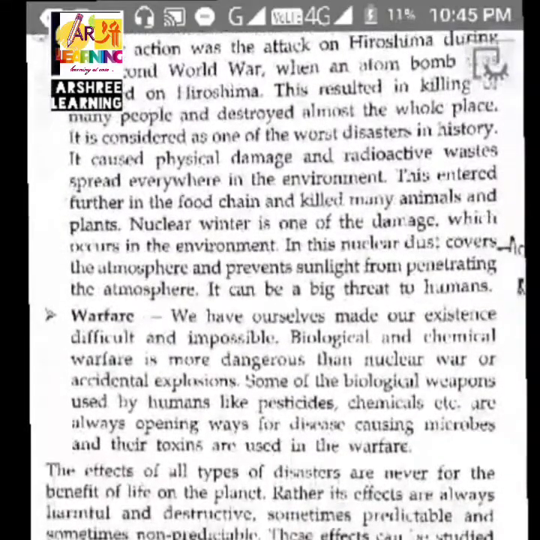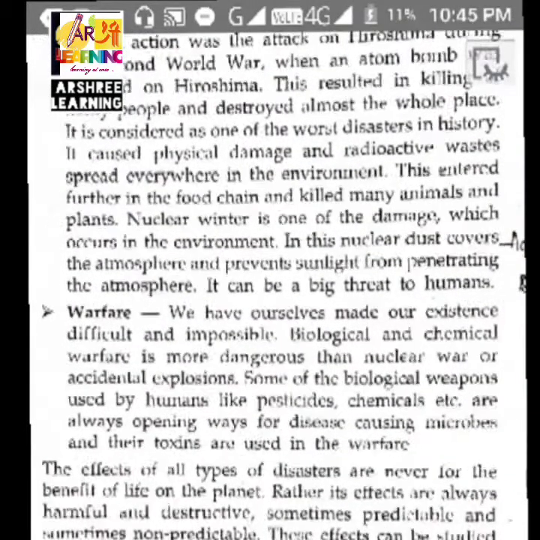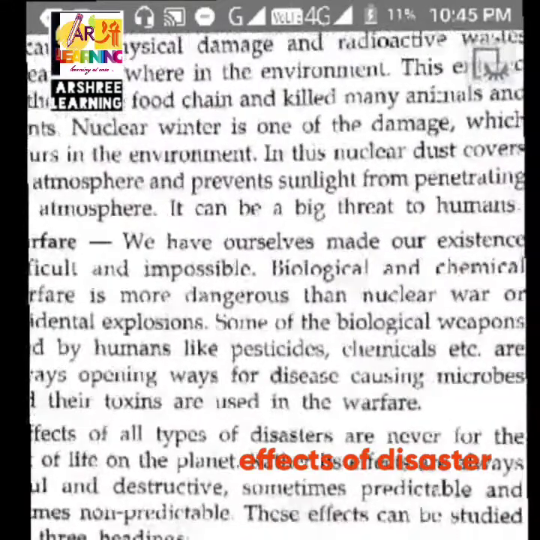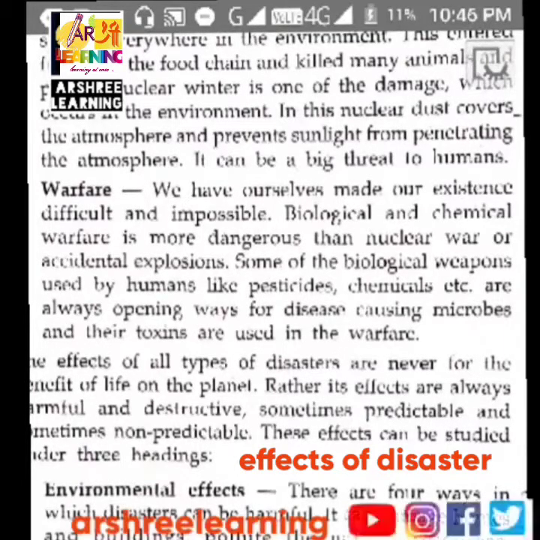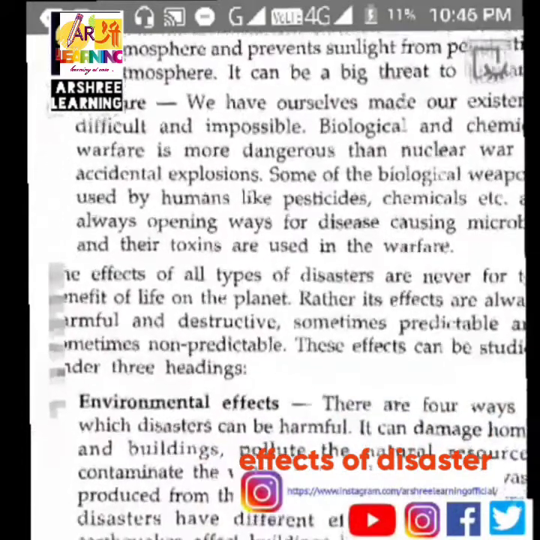The next disaster is war. This is a self-inflicted disaster. We have ourselves made our existence difficult. Biological and chemical war is more dangerous. Wars are of different types, but biological war is more dangerous. Some of the biological weapons used by humans, like pesticides and chemicals, are always opening ways for disease-causing materials.